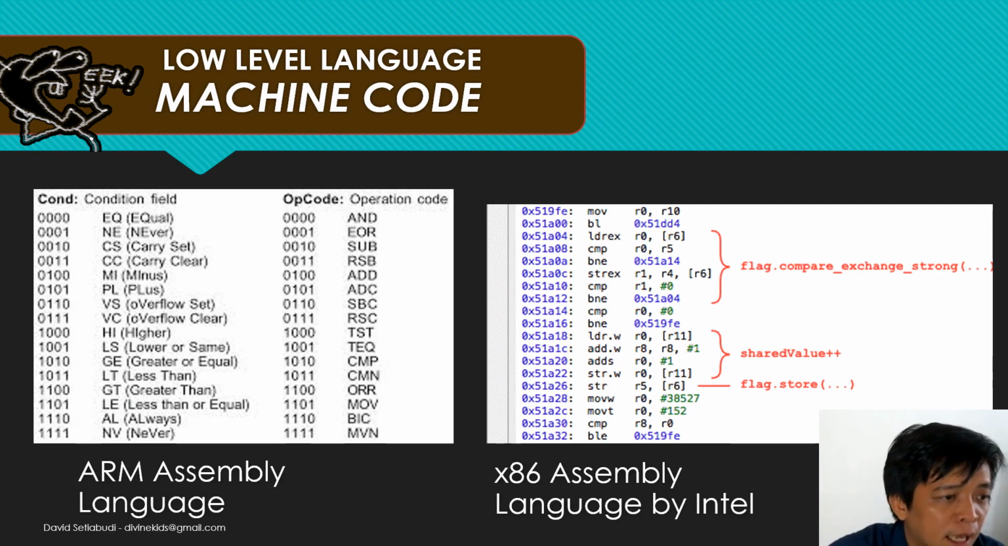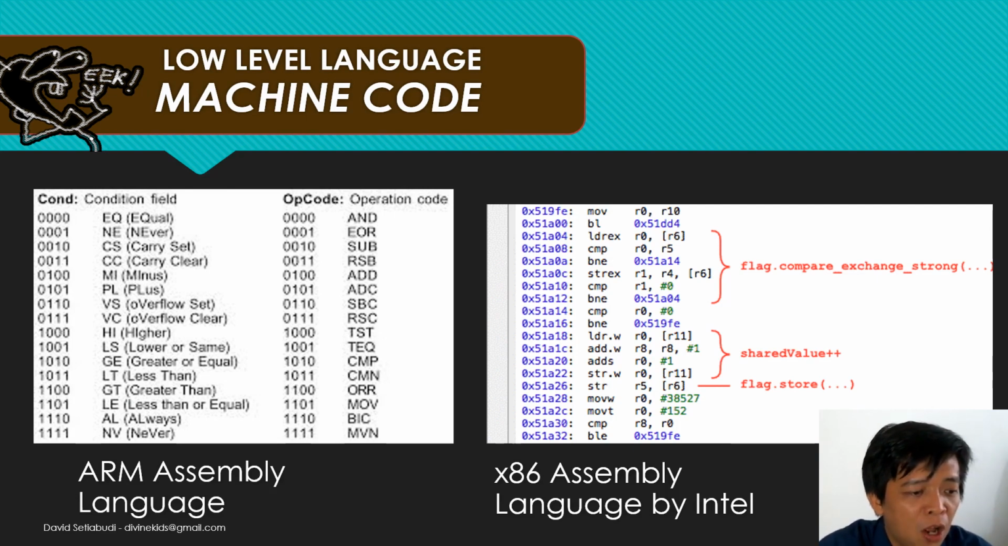This is the sample of ARM assembly language. You see? And this one is also assembly language, but it's based on x86 by Intel. You don't need to remember this. At least you know how complicated the assembly language is. Oh, this one is not a machine code.